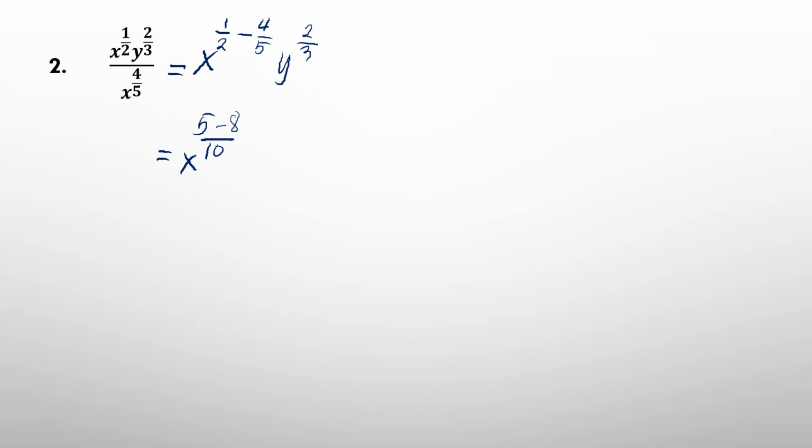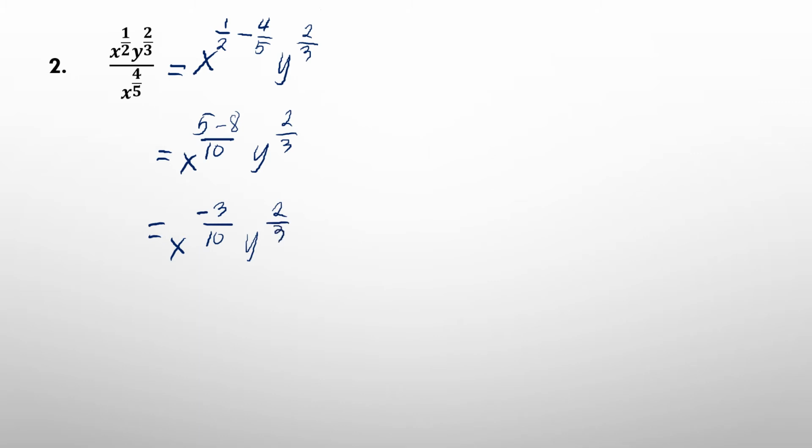Then, after that, copy y raised to 2 thirds. Yung na-simplify na natin yung dissimilar fraction natin, solve na natin yung operation. So, that would be equal to x raised to 5 minus 8. The answer is negative 3 over 10. And y raised to 2 thirds.